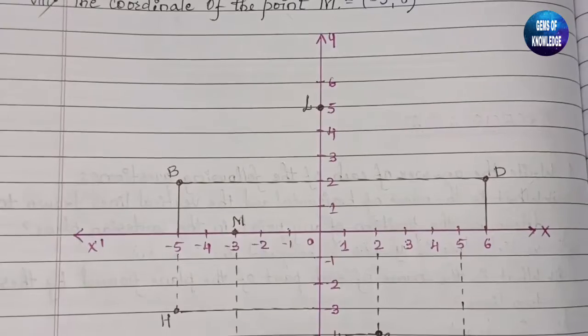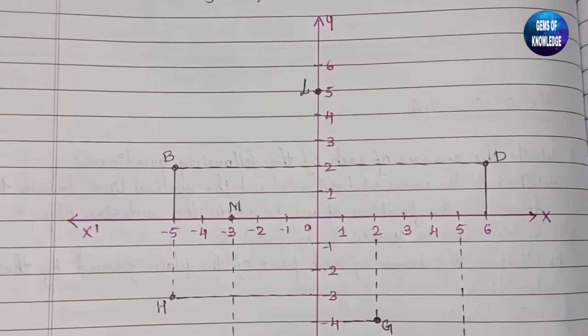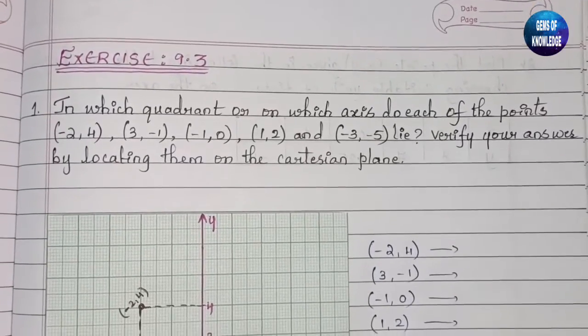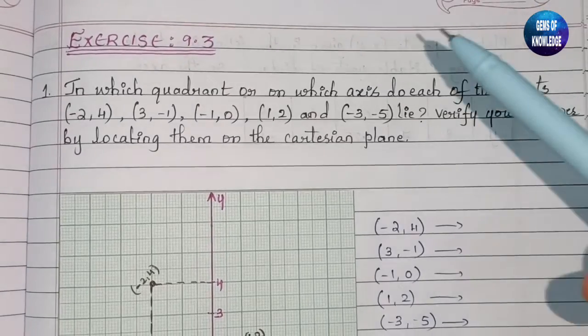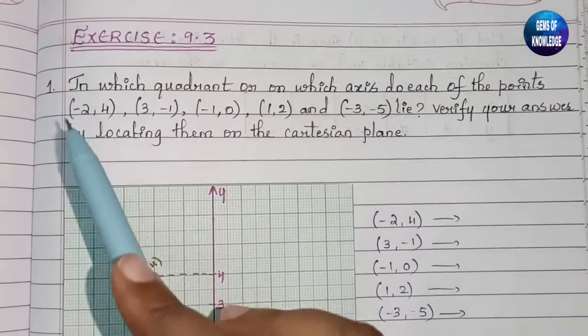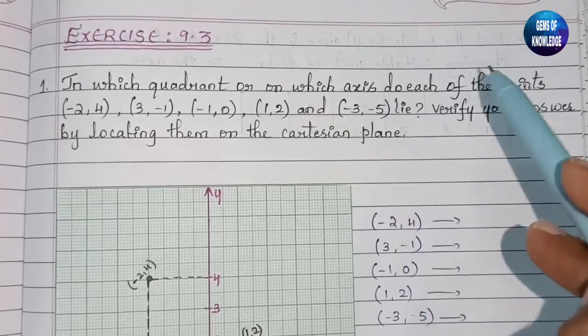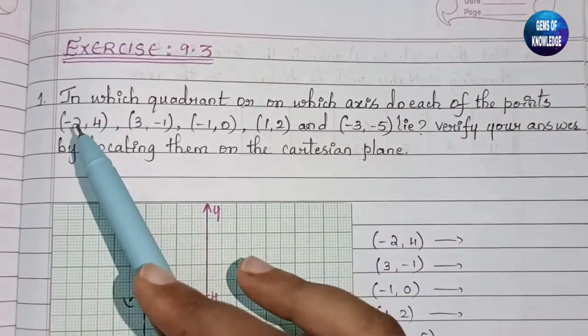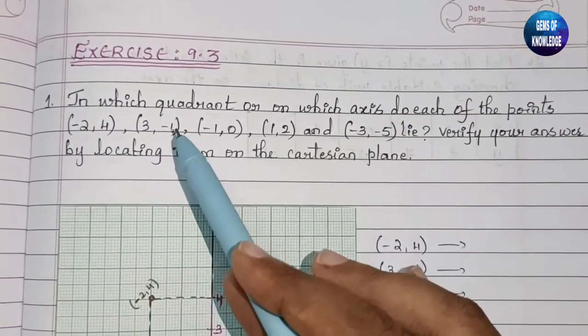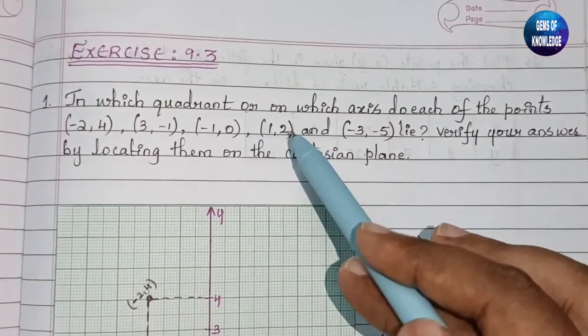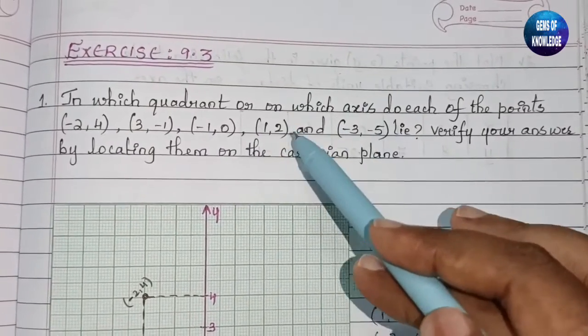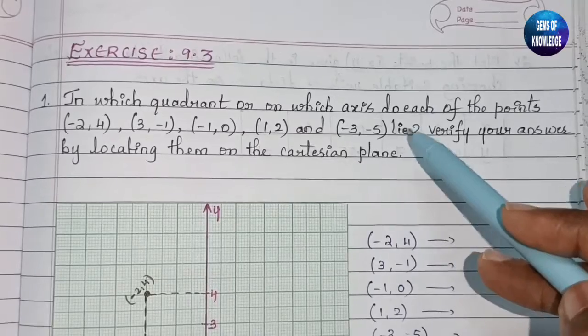We'll quickly move on to the third exercise, 9.3. Here you can see the next exercise, that is exercise 9.3. The first question is, in which quadrant or on which axis do each of the points (-2, 4), (3, -1), (-1, 0), (1, 2) and (-3, -5) lie?